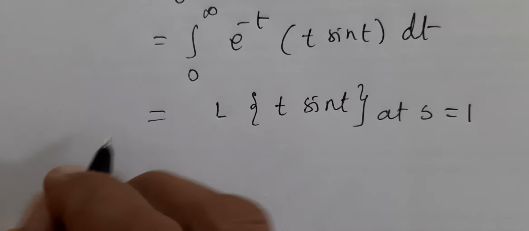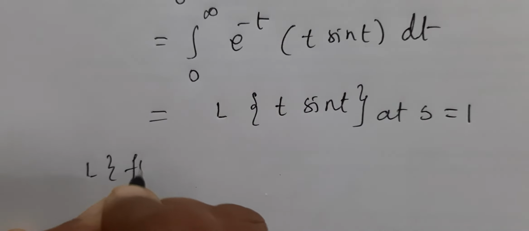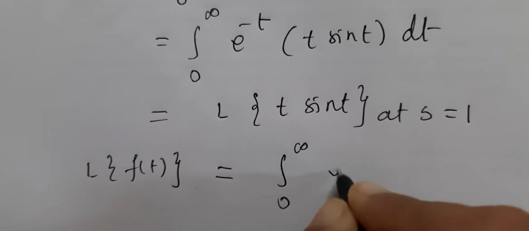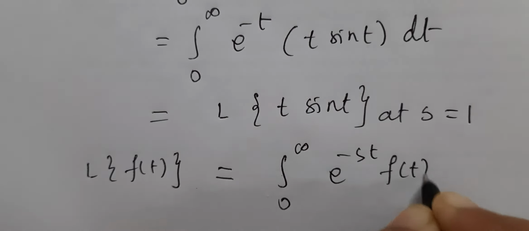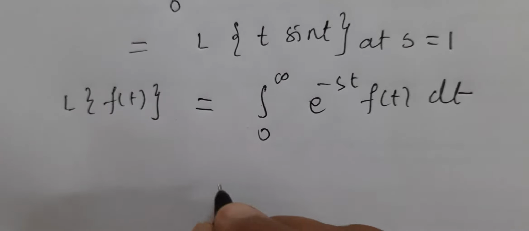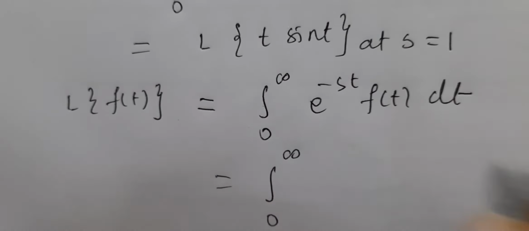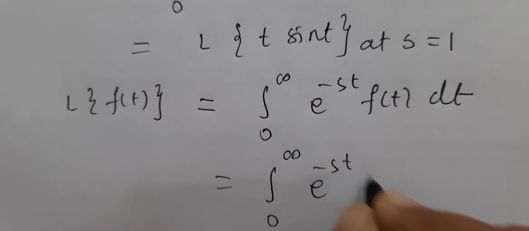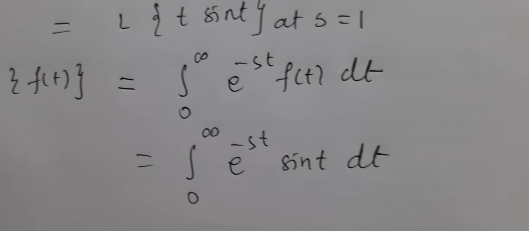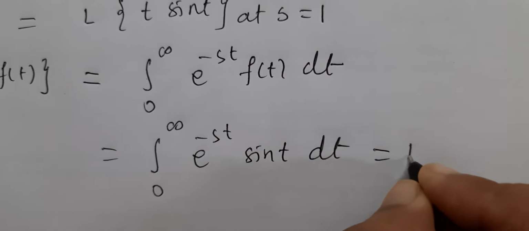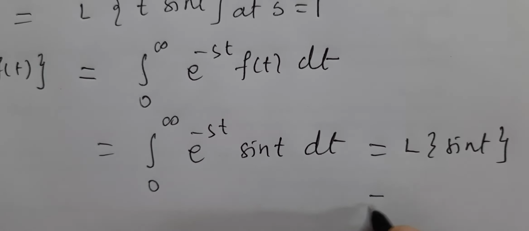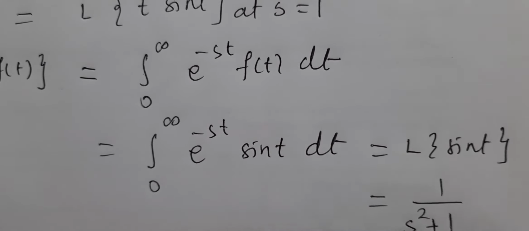Just go back to the definition of Laplace of f(t). The definition of Laplace of f(t) was integration 0 to infinity e raised to minus st f(t) dt. So I will write one example here. If I have integration 0 to infinity e raised to minus st sin t dt, then clearly you can understand this is Laplace of sin t, and because it is Laplace of sin t, you know it is 1 upon s square plus 1.